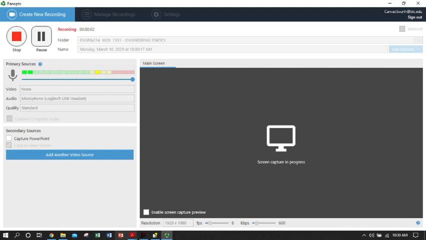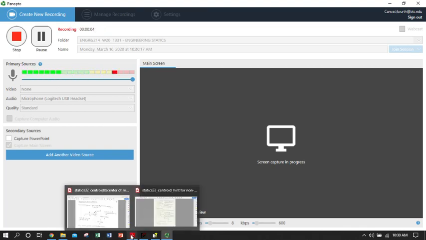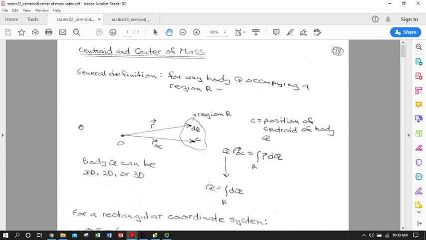Okay, good morning. This is Statics ENGR 214 at Bellingham Technical College, Winter 2020, and we'll be discussing centroid and center of mass today, mainly centroid. Then we will multiply our integrals by a continuous density function to get center of mass pretty much the same way we get centroid.